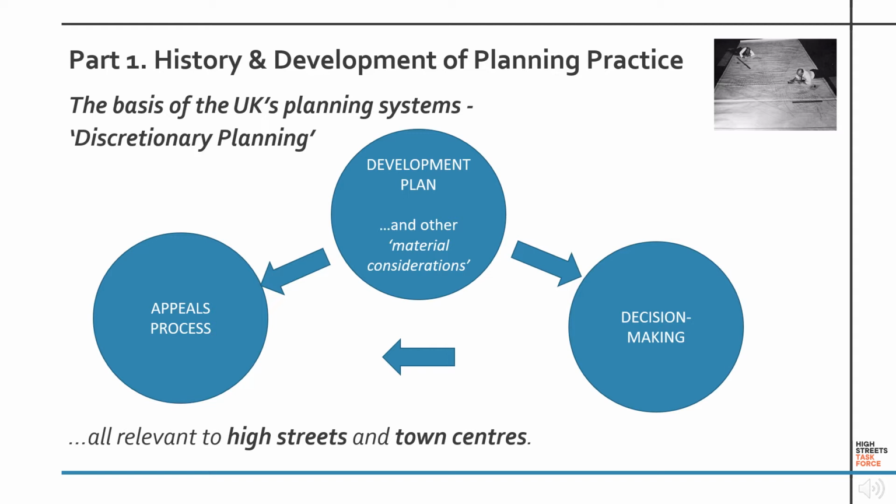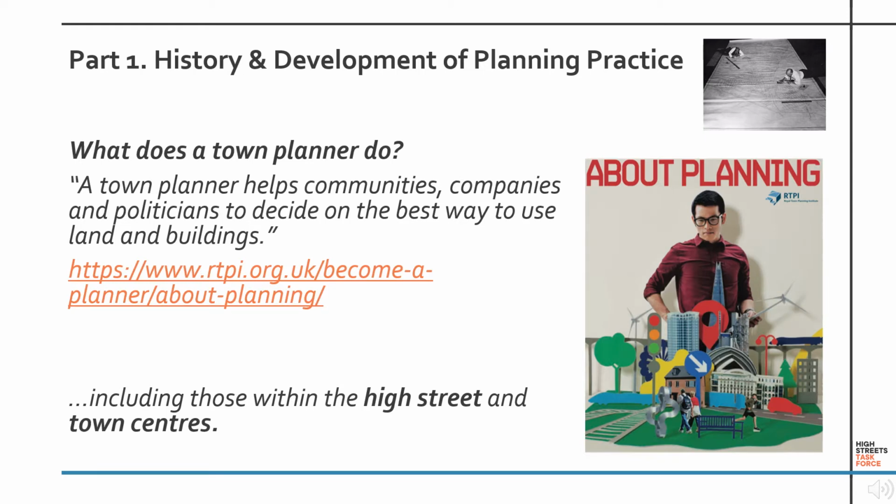And planning appeals are determined independently, for example, by the Planning Inspectorate in England and Wales, or the DPEA in Scotland, all relevant to high streets and town centres. A planner's main aim is achieving sustainability. This means balancing different social, environmental and economic issues when official decisions are made on whether a piece of land is built on or not.